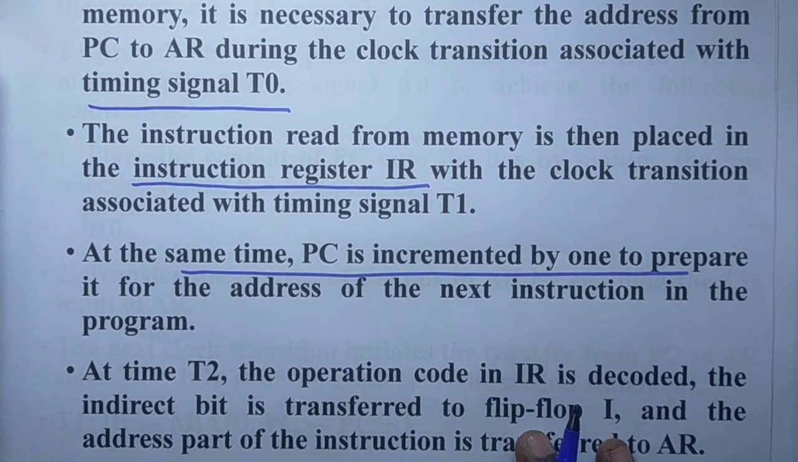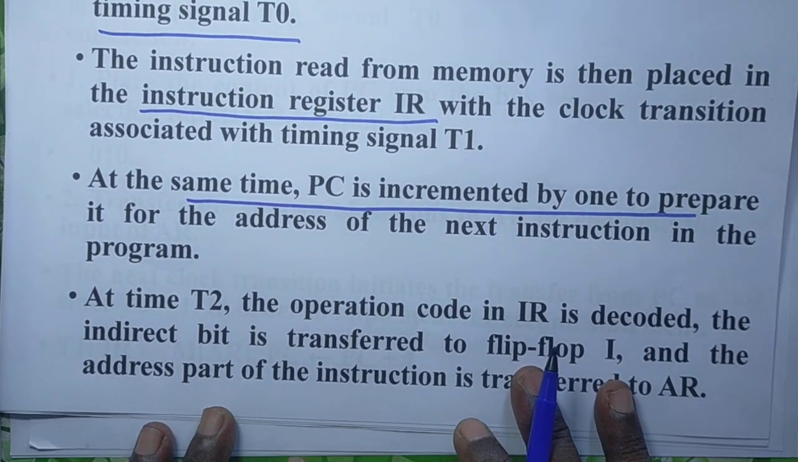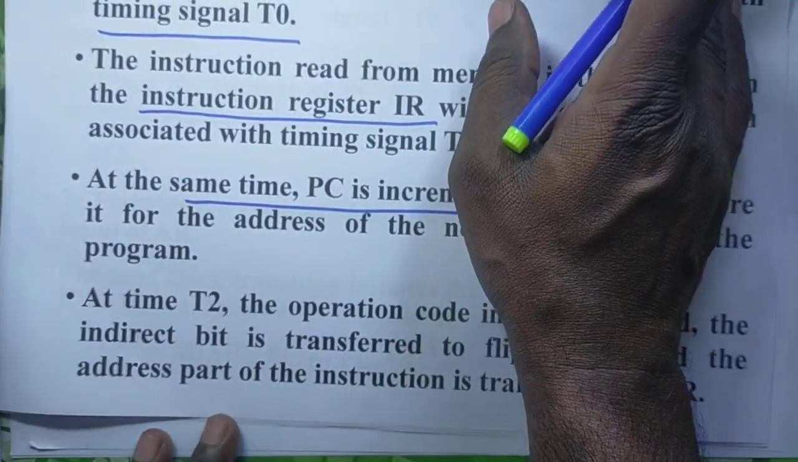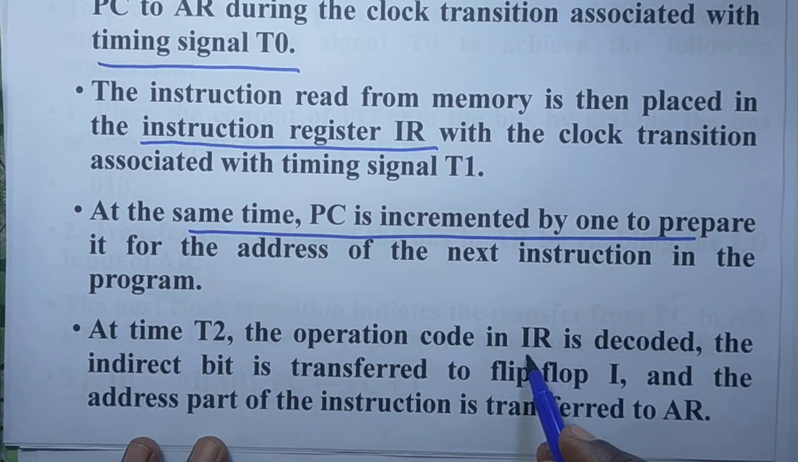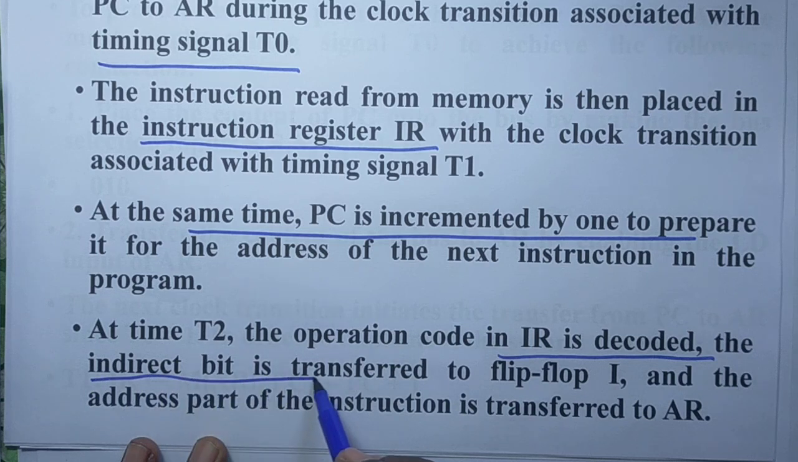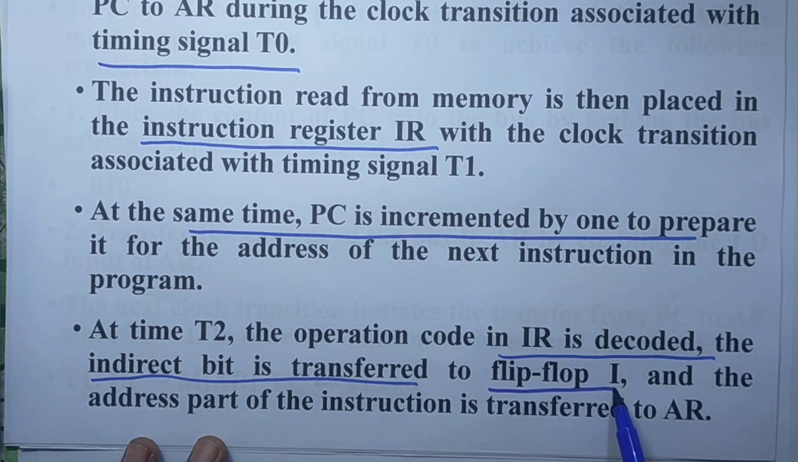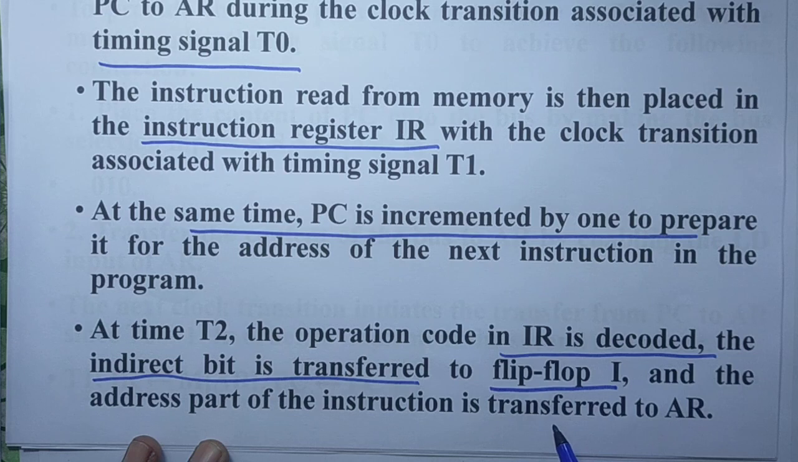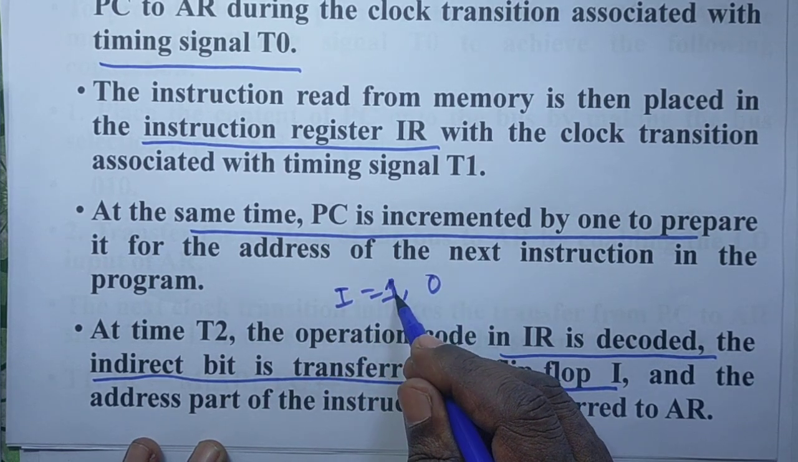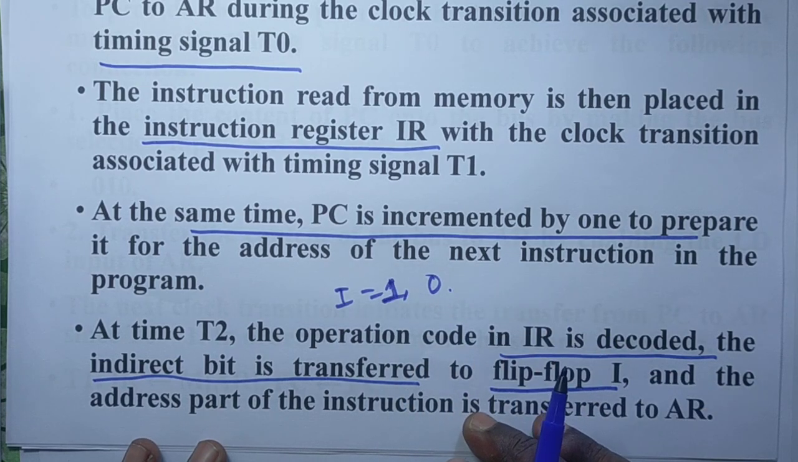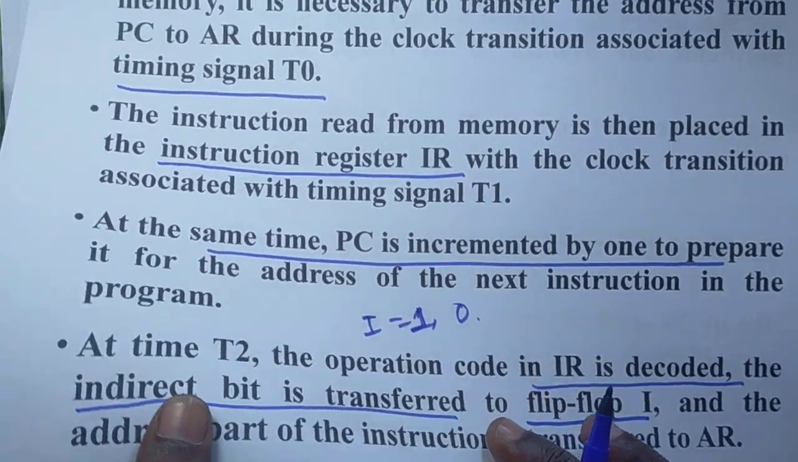And at T2 time what happens? Decode. IR will be decoded, and it finds out whether it is a direct address or an indirect address as per the bit developed through flip-flop I. It finds out whether I is equal to 1 or 0. If 1, that is indirect. If 0, that is direct. So in this way we define that part.